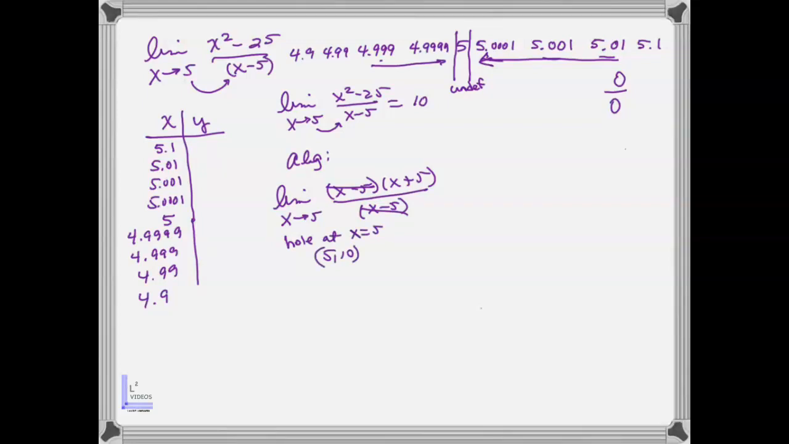But now let's plug 5 into this expression now that we've simplified, and we get the limit's going to equal 5 plus 5, which is 10. So you can see we got the same answer from a table, from algebraic methods, and from the graph. So it ties it all together.